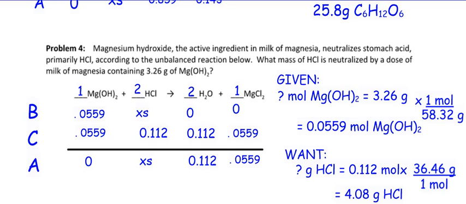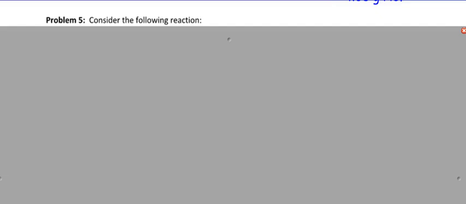Okay, let's see what problem number 5 is. So why don't you go ahead and do number 5, balance it, convert your given to your moles, and fill out the BCA table and see how you did. Go ahead and pause this. Really, that means you.